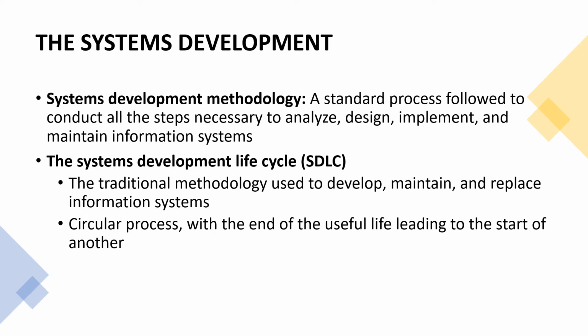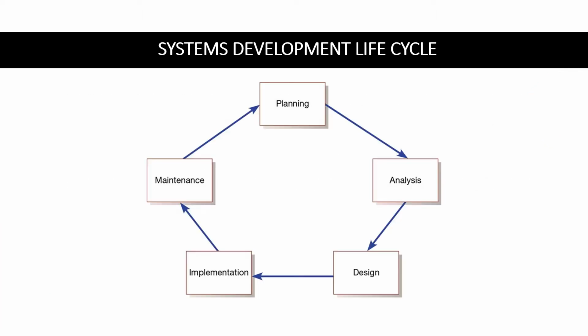System development is basically the standard process followed to conduct all the necessary steps to analyze, design, implement, and maintain information systems. The system development lifecycle is thus the traditional methodology that is used to develop, maintain, and replace an information system, which is usually a circular process, with the end of the project's useful life cycle leading to the start of a new system development life cycle. It therefore includes planning, analysis, design, implementation, and maintenance.